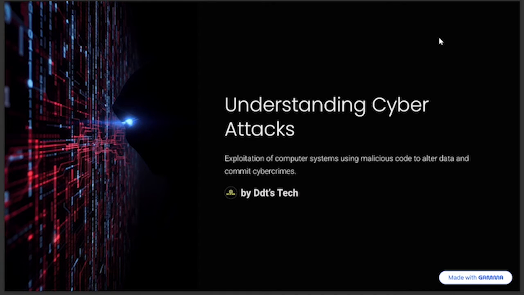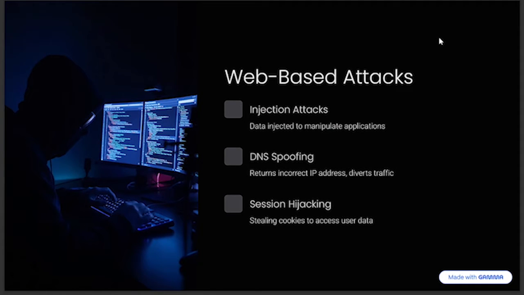Now let's look at the types of cyber attacks. So let's look at what is a cyber attack. A cyber attack is an exploitation of computer systems and networks. It uses a malicious code to alter computer code, logic, or data and lead to cyber crimes such as information and identity theft. So we have two types of cyber attacks. We have the web-based attack and we have the system-based attack.